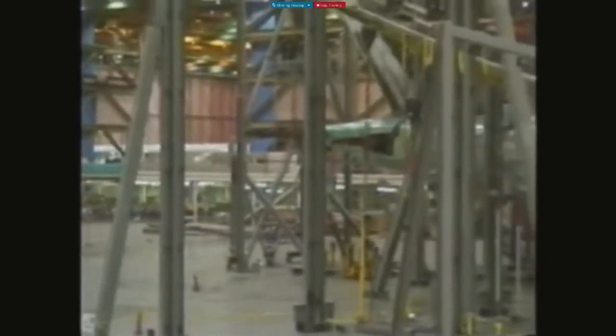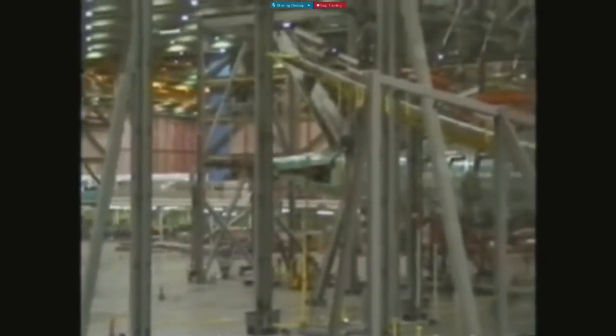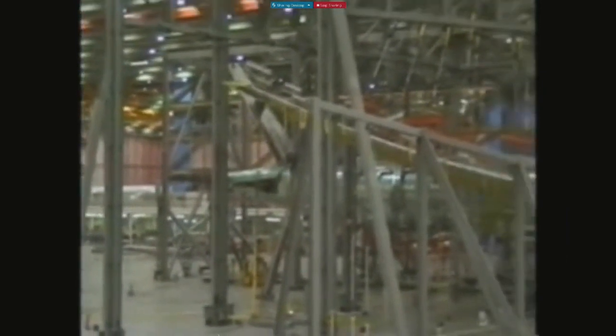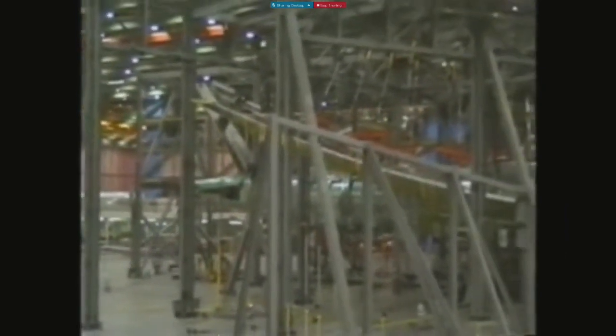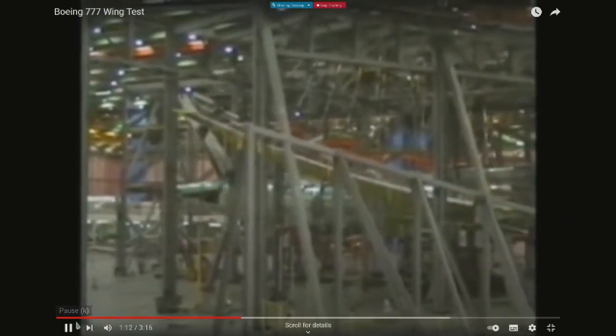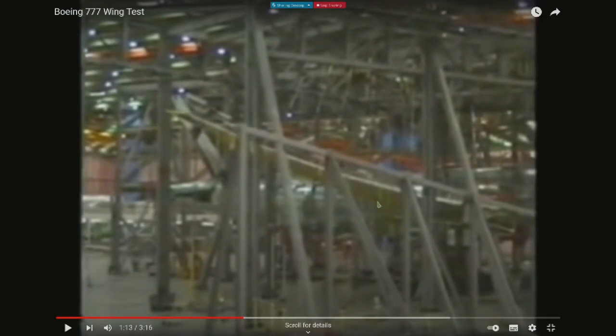Heavy retention, we're now holding at 120% design limit load. We'll again make a loads check, it should be a short hold here. Just note the amount of bending that has taken place, huge amount of bending.